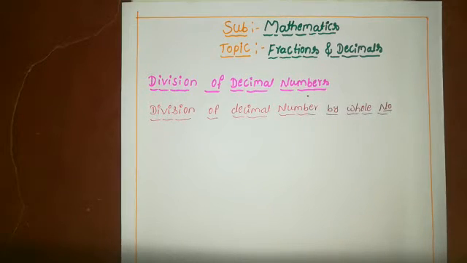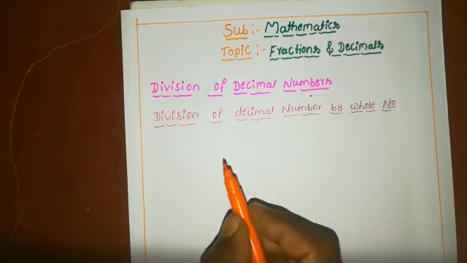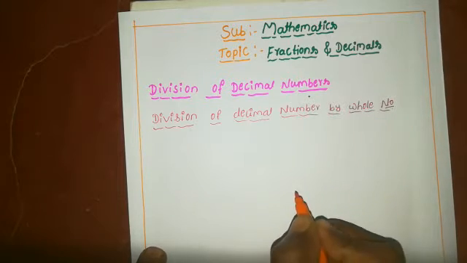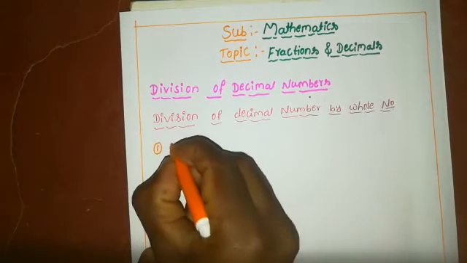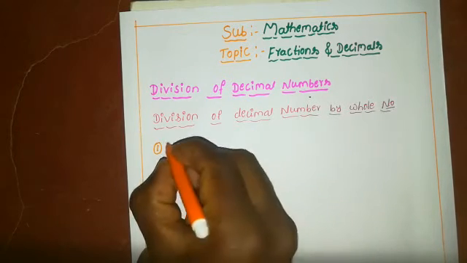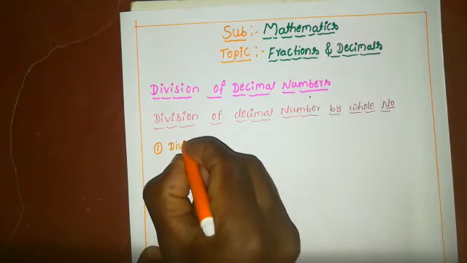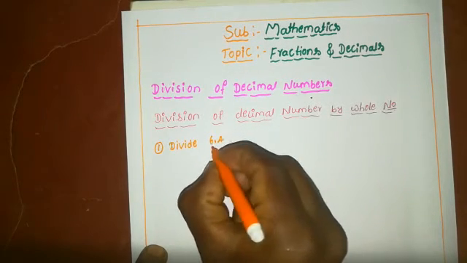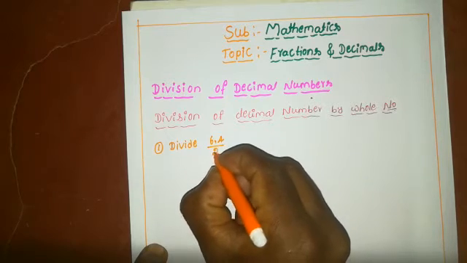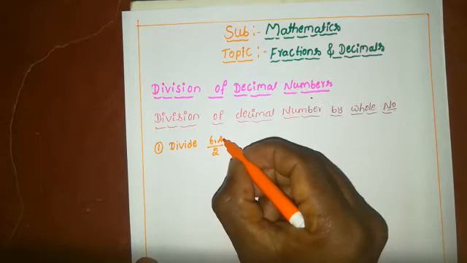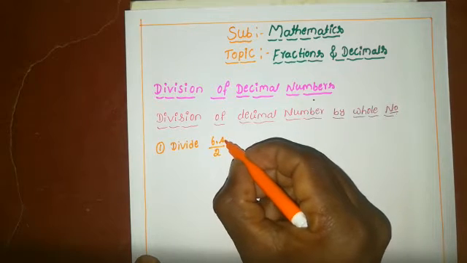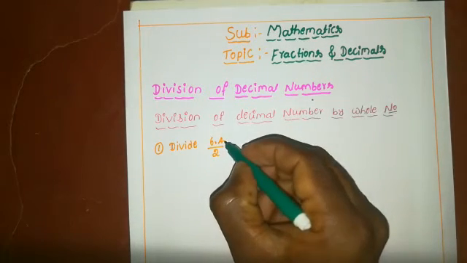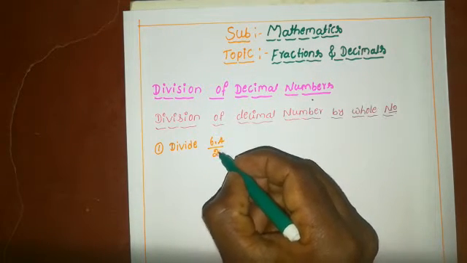At first we have to learn about the division of a decimal number by a whole number. Let's see. For example, we have to divide the decimal number 6.4 by 2. Here 6.4 is a decimal number, 2 is a whole number. We have to divide 6.4 by 2.